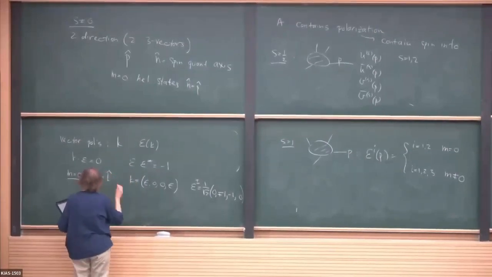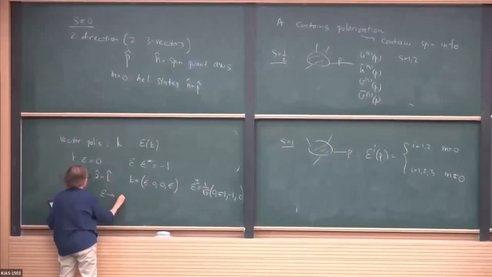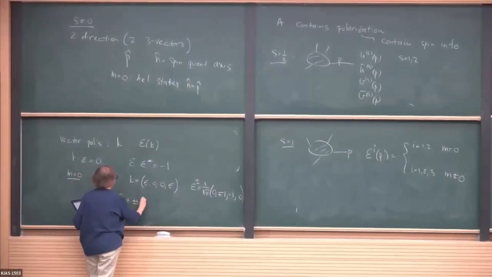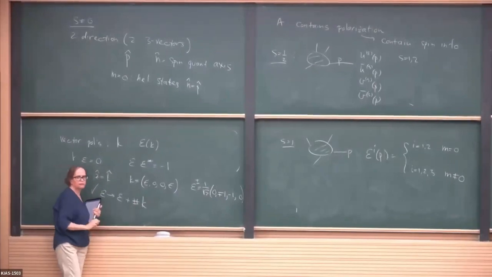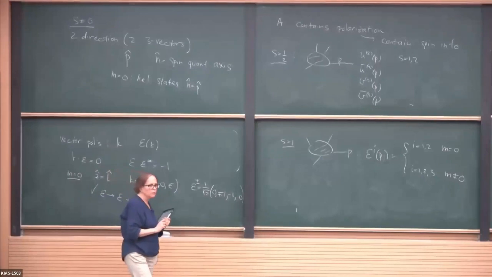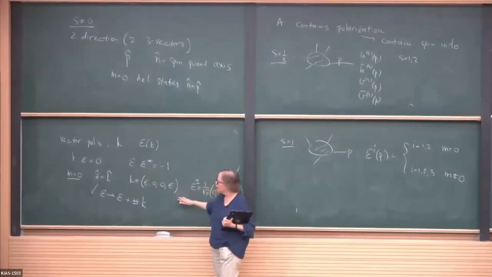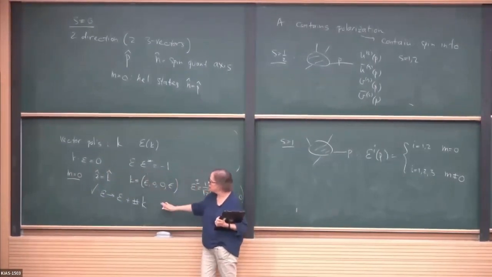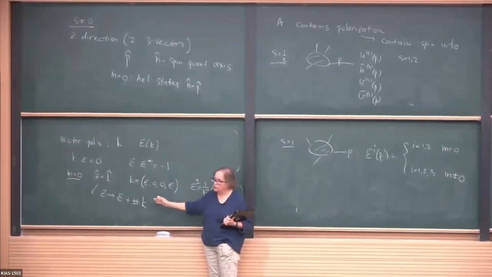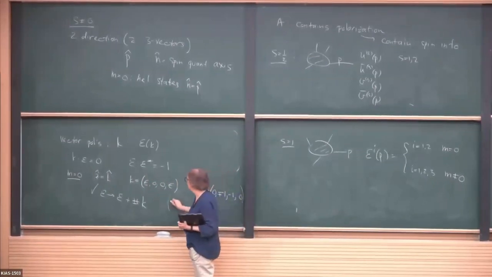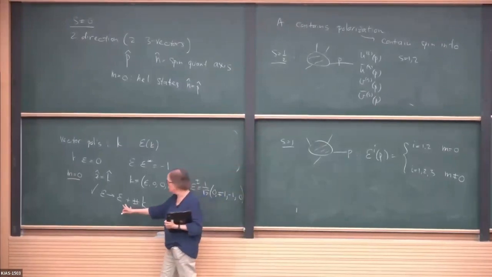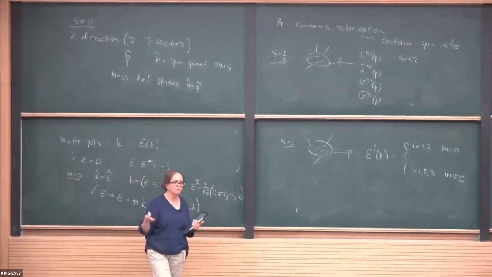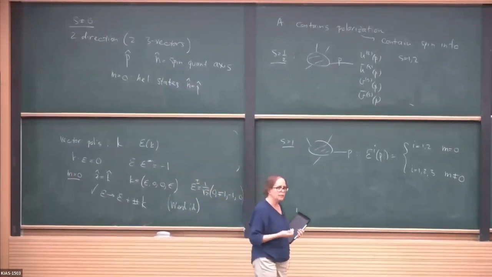But of course, we could take epsilon to be epsilon plus any number times k. And that is a totally fine polarization because it still satisfies this and this, and it's not going to make any difference to our amplitude because of the Ward identity. So because of the gauge invariance or the Ward identity, either one of these works. And this is precisely the gauge freedom that you have manifested in the amplitude.